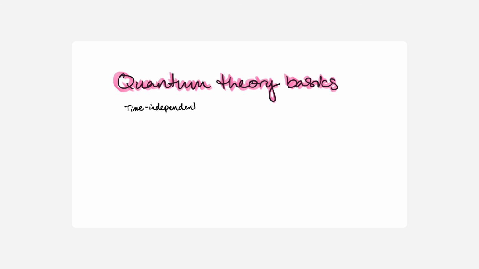Before diving into VQE, we need to cover some basics of quantum theory. If we want to find the ground state energy of a system, we can start with the so-called time-independent Schrödinger equation. H times psi equals E times psi, where H is called the Hamiltonian and is a function that captures the interactions of the system that contribute to its energy. Psi is the wave function, a mathematical object that encodes everything about the quantum state of the system. And E is the energy associated with the state psi, given the Hamiltonian.